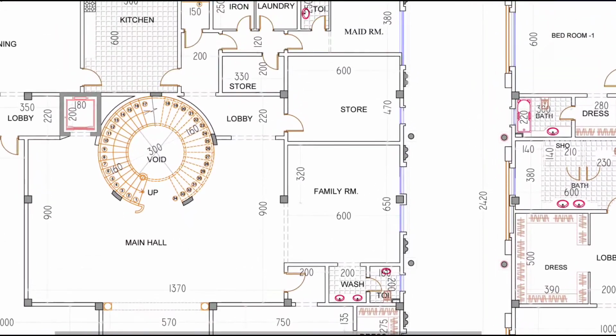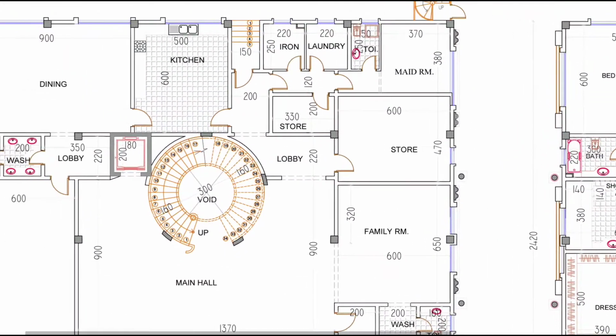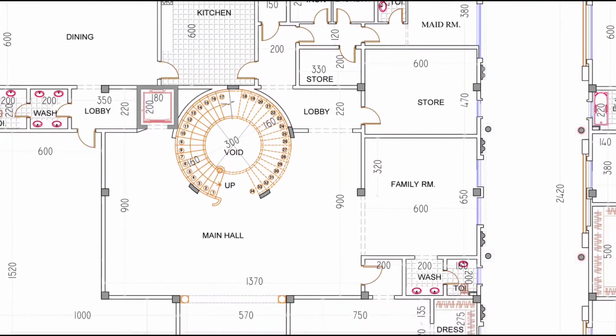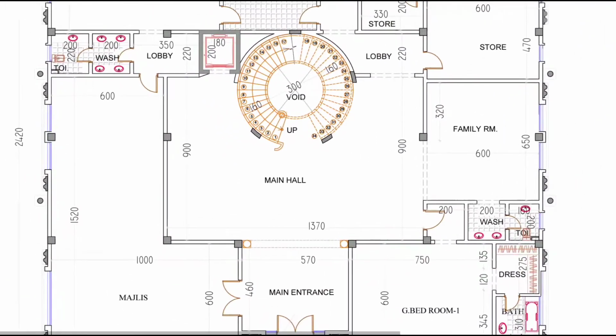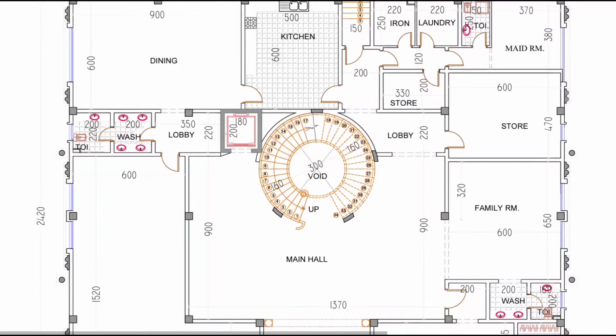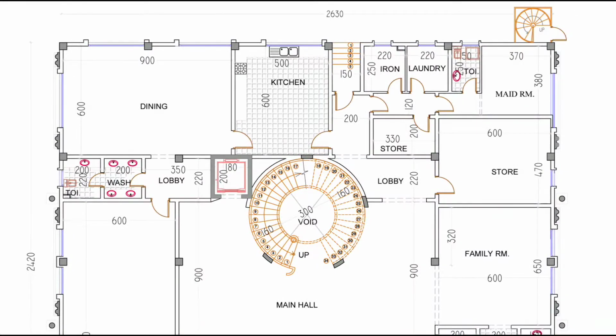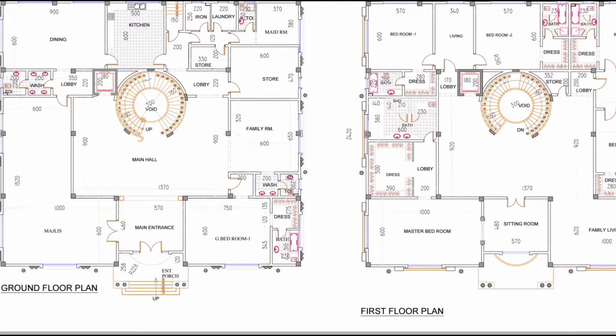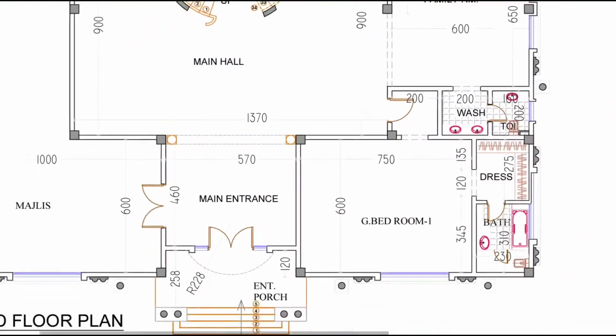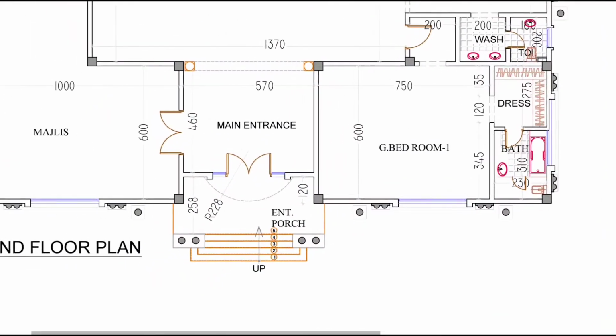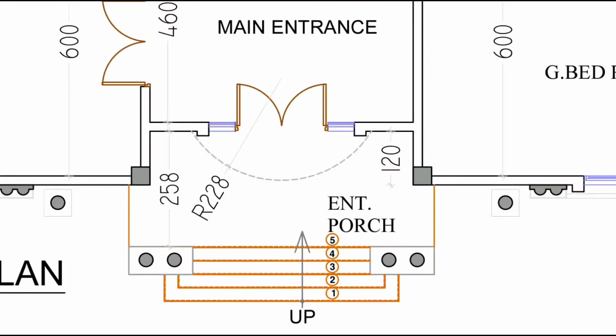On the ground floor we have a guest room only, and all service rooms, family room, kitchen, dining, store and full hall, wide majlis area, wide dining. So we will see this one by one. We will start from here. So this is our entrance porch. You can see two columns on this side and this side. This is for design purpose. Then we are entering here.